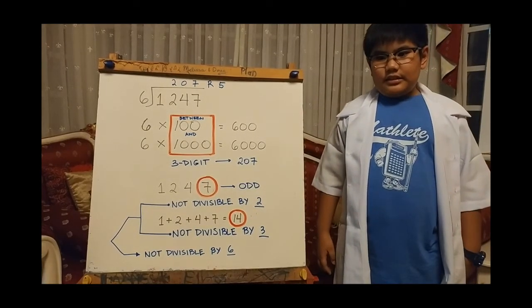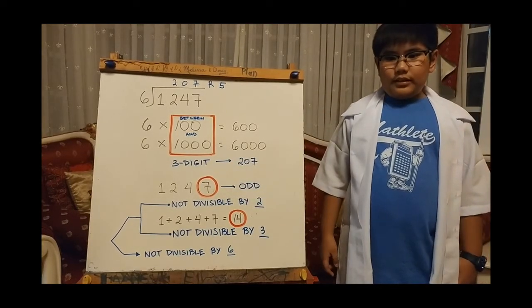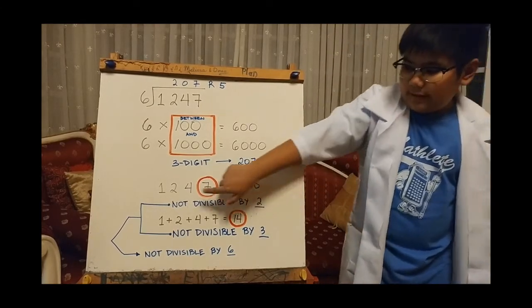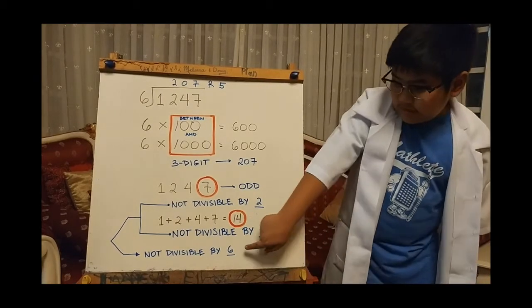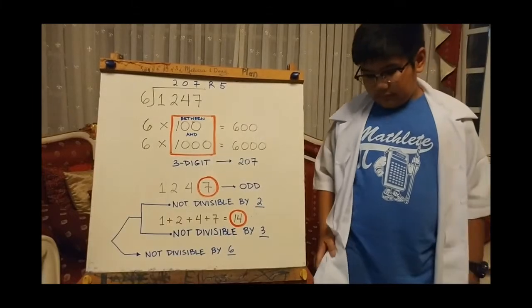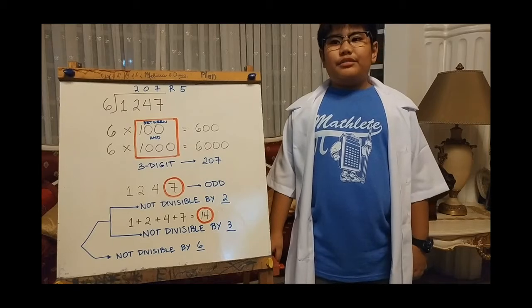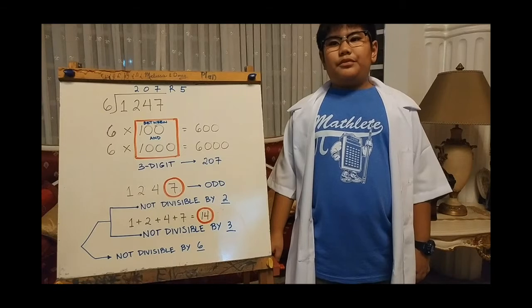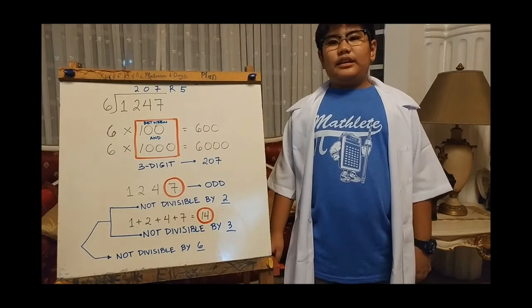Is 1,247 divisible by 2? Because the ones digit 7 is an odd number, 1,247 is not divisible by 2. Which means that it is also not divisible by 6. To know if a number is divisible by 3, you simply get the sum of the digits of that number. If the sum is a multiple of 3, such as 3, 6, 9, 12, 15, 18, and so on, then the given number is divisible by 3.